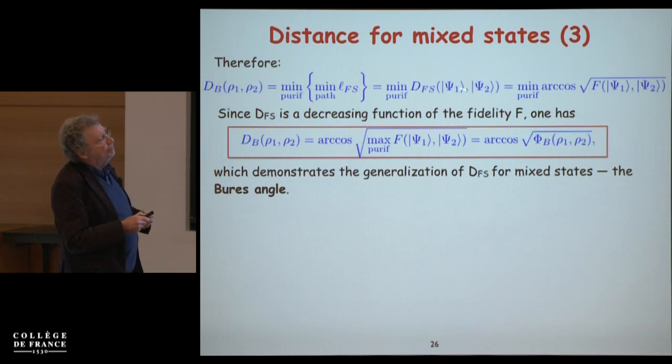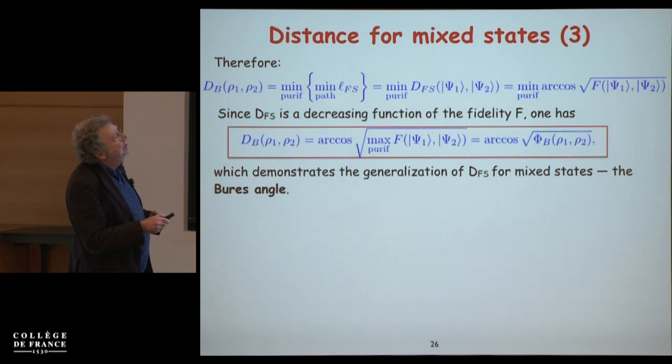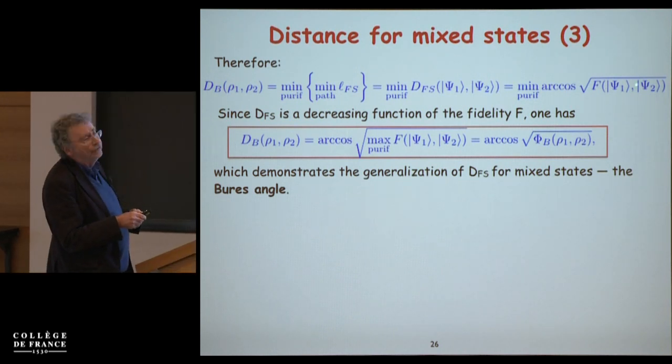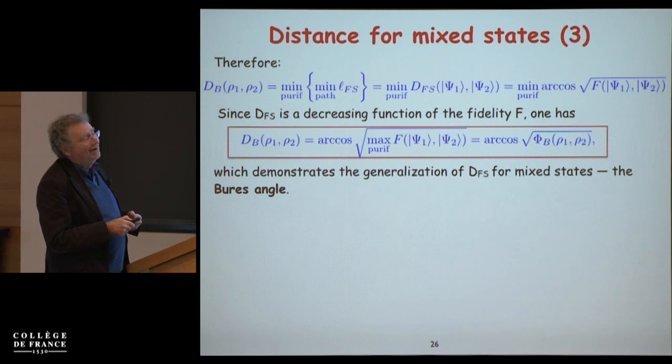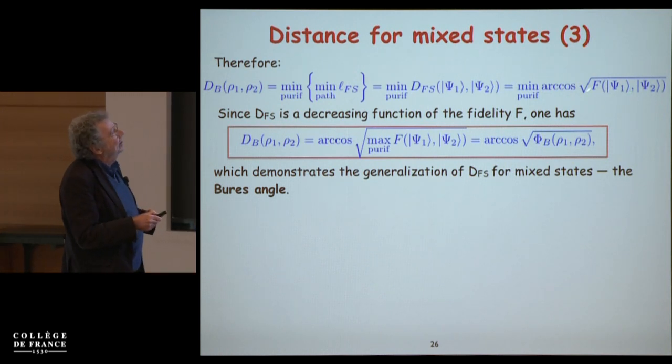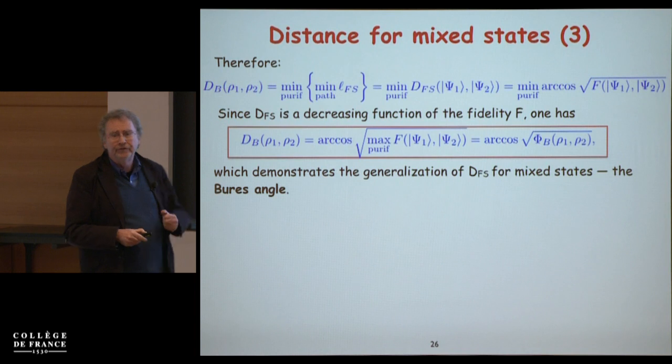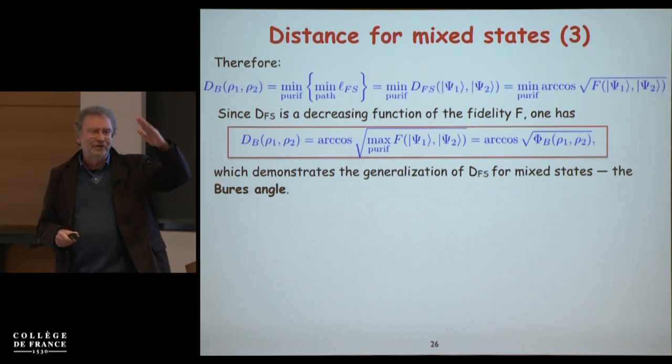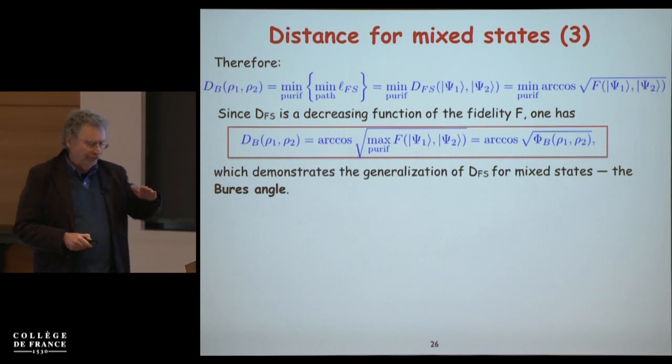And now I can use the expression we had before for pure states. The Fubini-Study distance is given by this arccosine. We have seen that before. So now we need the minimum over all purifications of this arccosine. However, the arccosine is a decreasing function of the fidelity. As the fidelity increases, the arccosine is reduced.